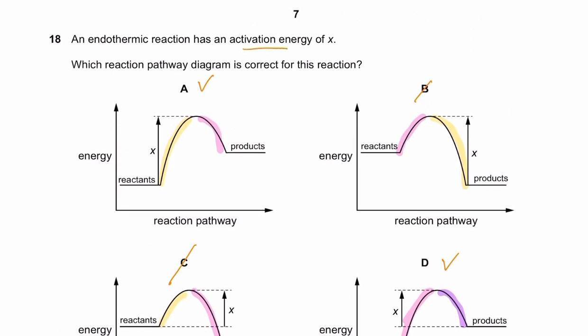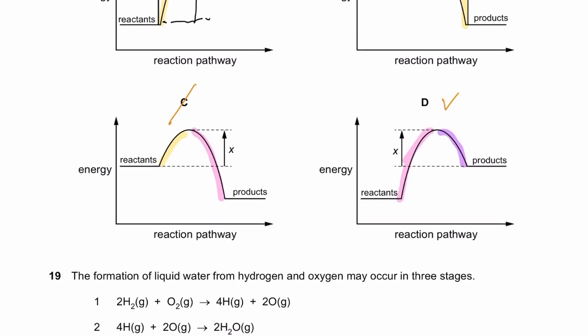It's saying that activation energy is X, right? And activation energy is from the reactants all the way to the top. And that is shown right here, from the reactants all the way to the top. That's why A is the right answer. Here you are basically given the activation energy of the products. No, we don't care about that, right? It's from the products all the way to the top. That's wrong. It should be reactants, from the reactants all the way to the top.